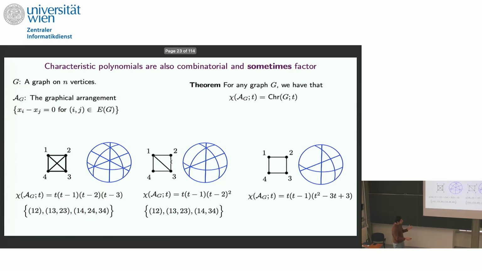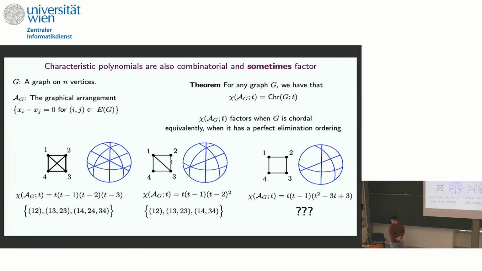They sometimes factor. They don't factor all the time. So when you have just a graph that is the 4th cycle, which probably is that arrangement over there if I didn't make a mistake, one of the factors is t squared minus 3t plus 3 that has complex roots that are things that don't exist for combinatorics, so they don't factor. Why don't they factor? They don't factor because the graph doesn't have a perfect elimination ordering, right? Which means a good algorithm to construct the chromatic polynomial of the graph. By the way, the chromatic polynomial of the graph is equal to the characteristic polynomial of an arrangement. That's not very difficult to see.